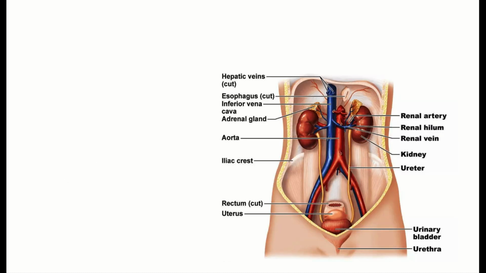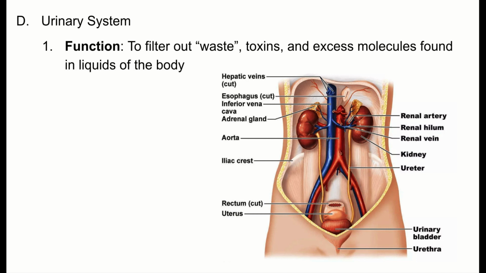And moving quickly to our next system, our fourth system for today, the urinary system. Our urinary system has this function to filter out waste, toxins, and excess molecules found in liquids of the body. We're going to be making urine. Urine is that mix of waste molecules, of toxins, of the excess molecules, and water from your bloodstream, excess water.